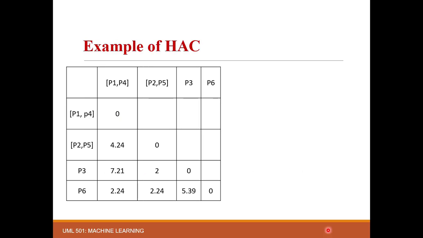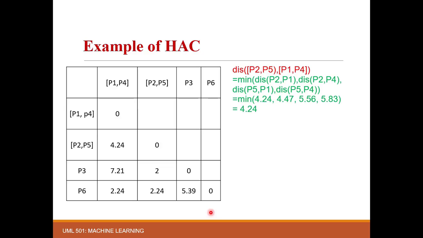We have to recompute the distance matrix with some new and old clusters, like P1 and P4 combined together and P2 and P5 together. These are the new clusters, and P3 and P6 are the old ones. They are marked as row labels and column labels, and here also the diagonals are 0. Now compute this distance matrix, and the procedure for computing these values is as follows.